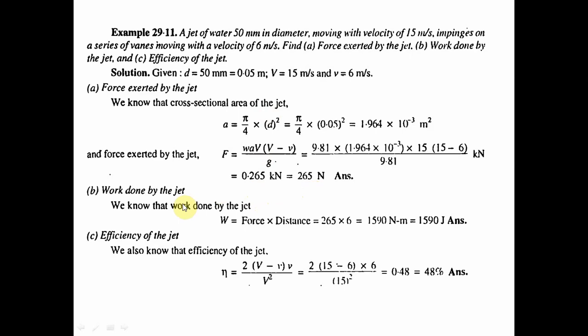Work done by the jet: we know that work done is equal to force into distance, that is equal to 265 into 6, that is equal to 1590 Newton meter, 1590 joules. Then efficiency of the jet: we also know that efficiency of the jet eta is equal to 2 into (V minus v) into v divided by V square, that is equal to 2 into (15 minus 6) into 6 divided by 15 square, that is equal to 0.48, that is equal to 48%.